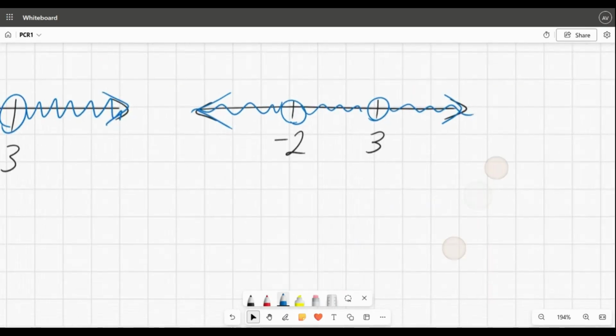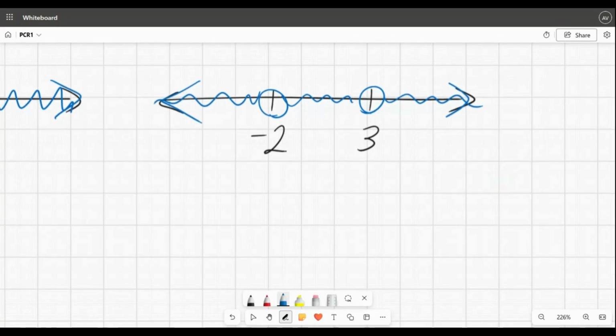This is our last one. This happens a bunch in pre-calc, which is why I included it. To describe this with inequalities, it's a little weird. So I actually wouldn't do that. I would just go straight to interval notation. So we start at negative infinity. Then we go to -2, and we exclude -2, because this time it's an open circle.